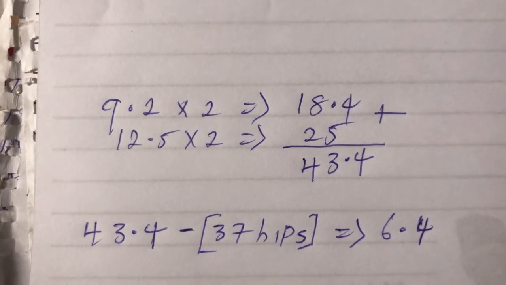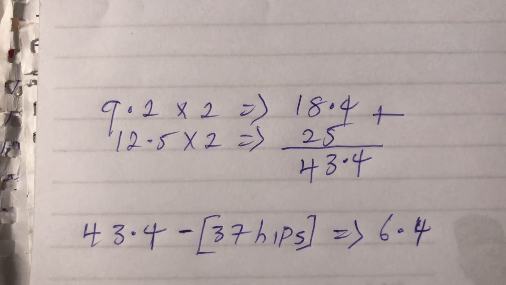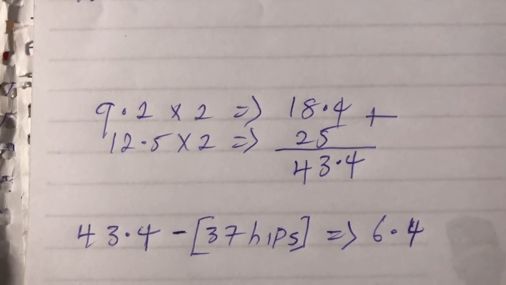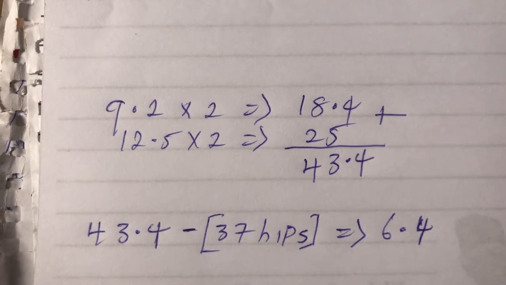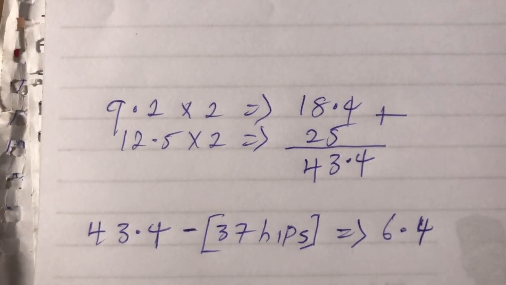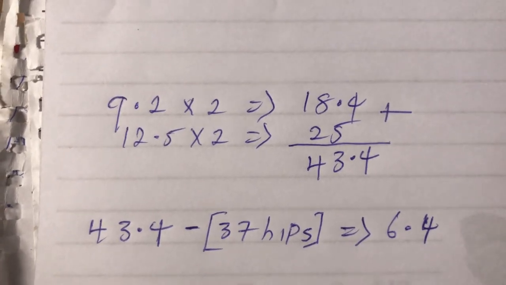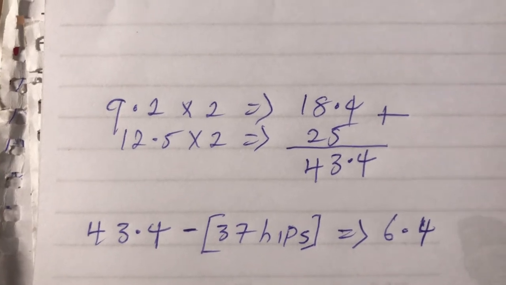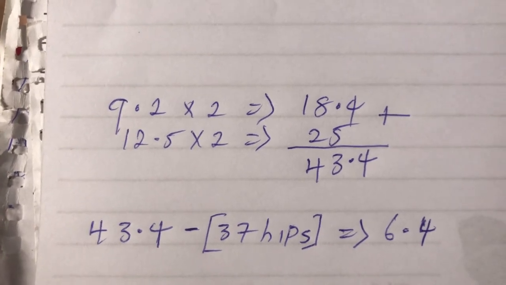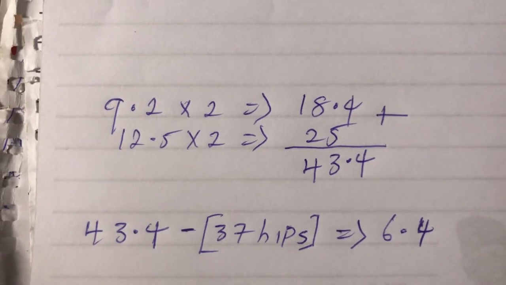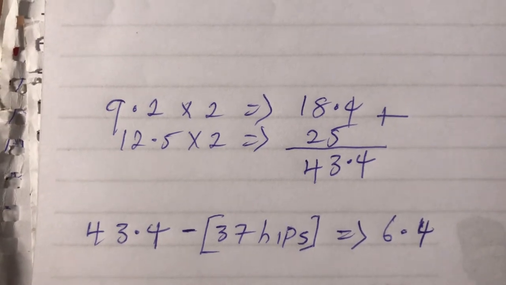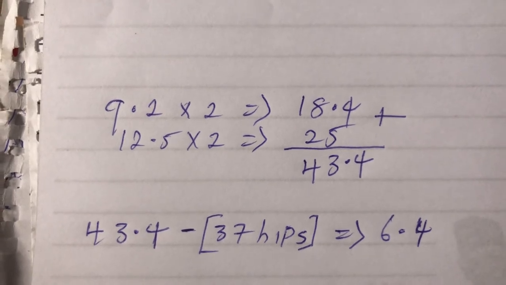So for the front piece, I have 9.2 times 2. It's going to give you 18.4. While for the back, I have 12.5 times 2 and it's going to give me 25. Okay, so I'm going to be adding the 18.4 and 25, both of them together, to give me 43.4. I'm going to be subtracting my hip measurement. So my hip is 37 inches.